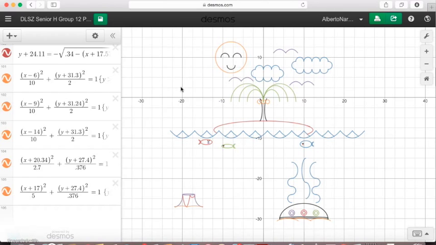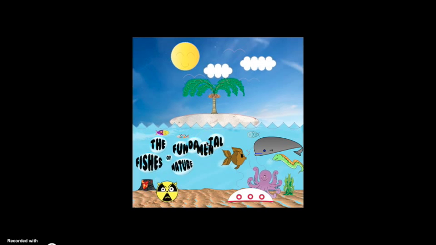It is seen in our project that we can use these conic sections as symbols or representations of everyday objects that we see. Once again, this is our final product. We used Photoshop to make it more visually appealing and to add the characters and the title.